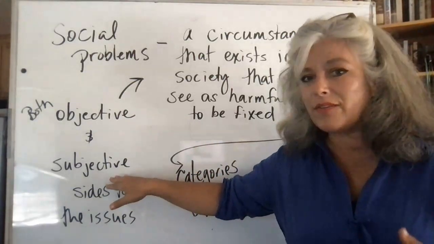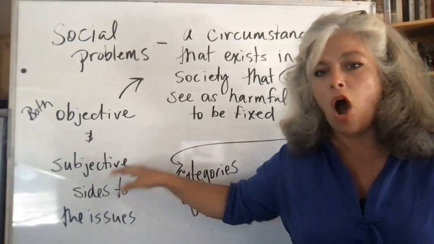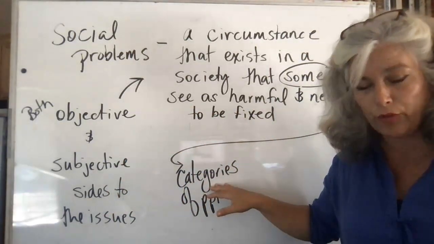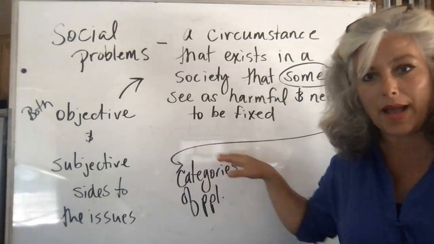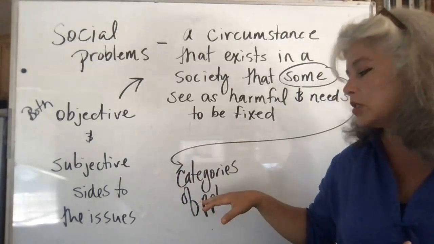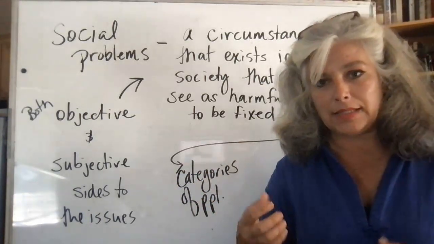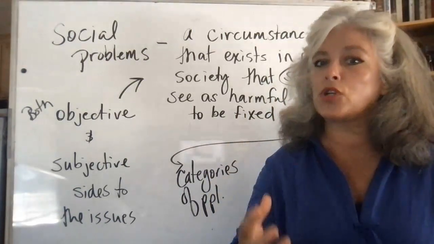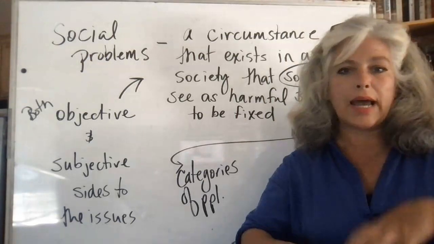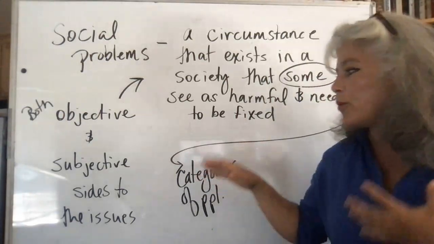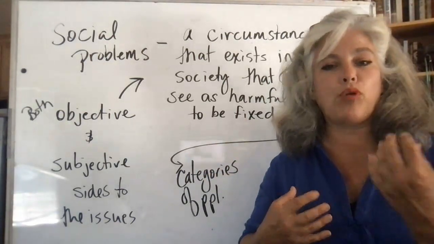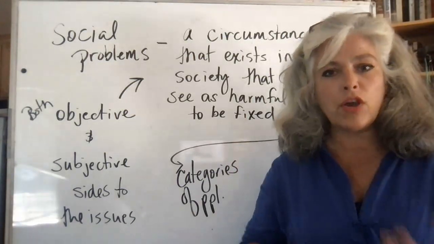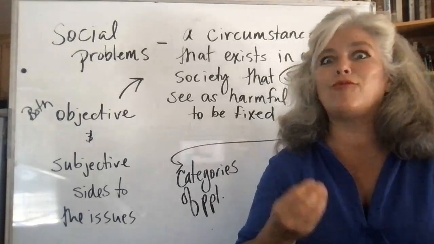But the subjectivity part of a social problem is, are there portions of society, categories of people, for instance? Here's a review: go back and look in your sociology notes at what a category of people means. There are some people in society, large portions of a population, entire organizations, who perceive that issue as problematic. They perceive it as harmful, oppressive. You fill in the negative word there.